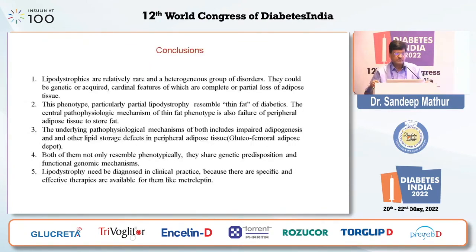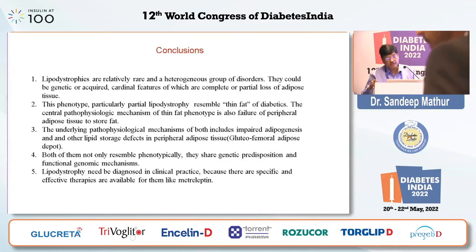So the conclusion is that lipodystrophies are a relatively rare and heterogeneous group of disorders. They could be genetic or acquired, the cardinal feature of which is complete or partial loss of adipose tissue. This phenotype, particularly partial lipodystrophy, resembles the thin fat diabetic. The central pathophysiological mechanism of the thin fat phenotype is failure of peripheral adipose tissue to store fat. The underlying pathophysiological mechanisms include impaired adipogenesis and other lipid storage defects in peripheral adipose tissue.